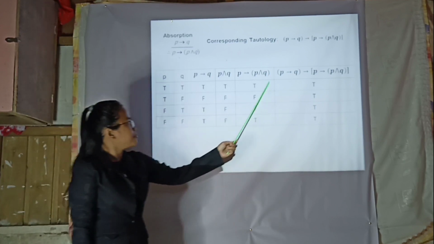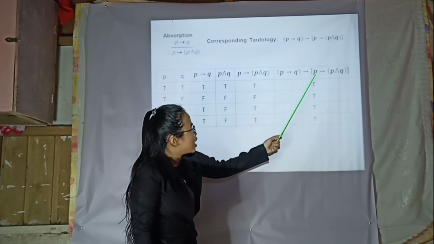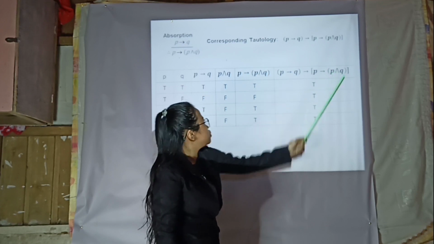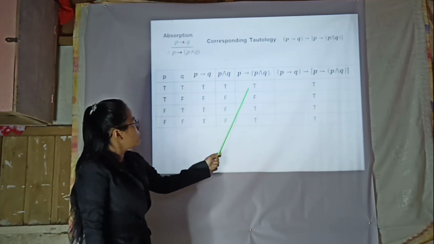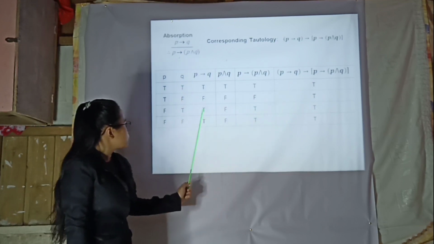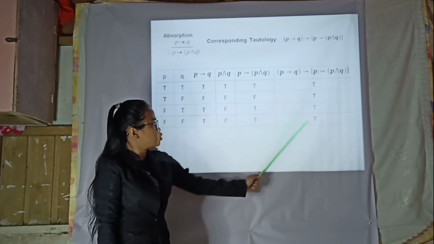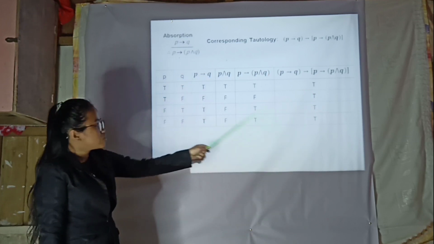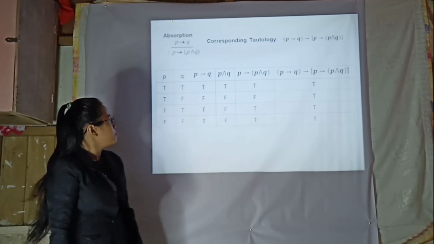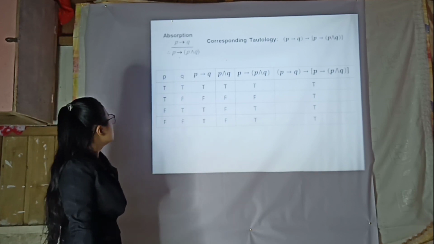So if P then Q implies if P then P and Q. So true, true, true. False, false, true. So true, true, true. So true, true, true. So this truth table represents the last rule of inference, which is the absorption.